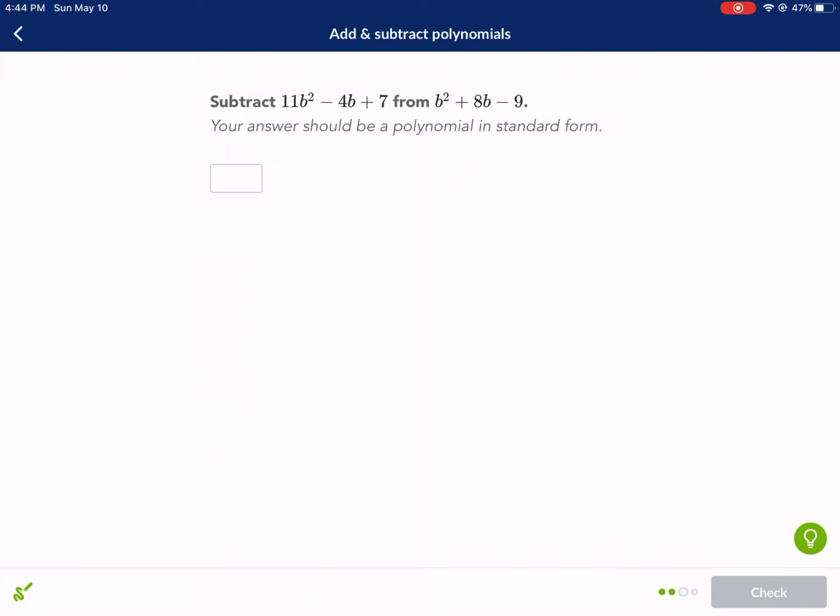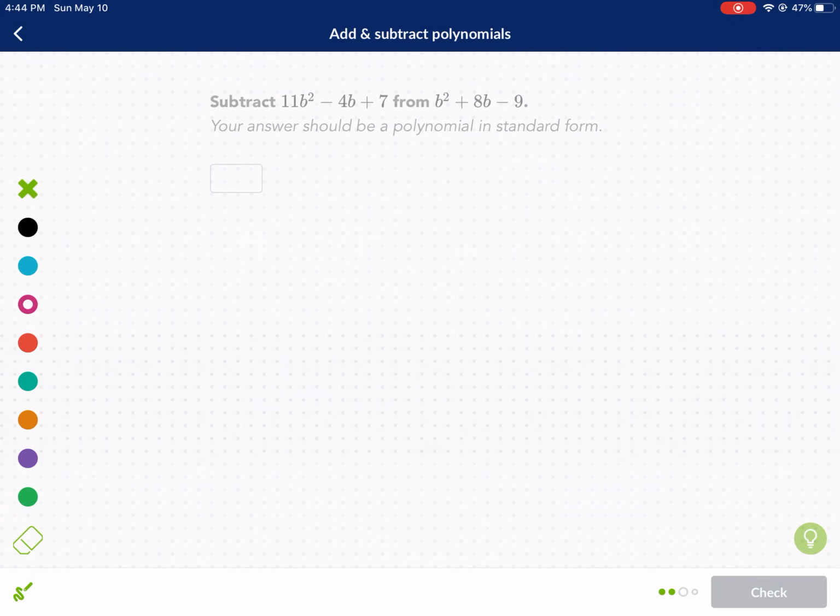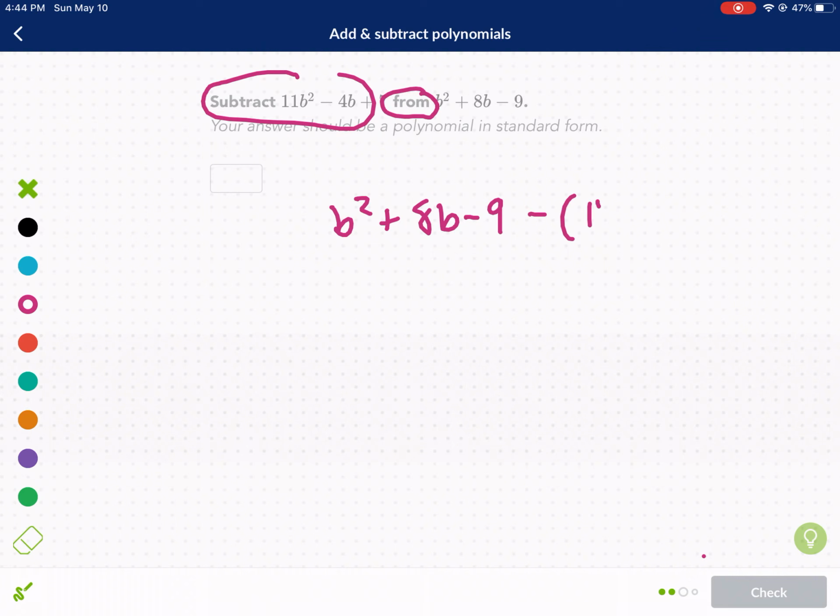We have more of the same here. Hope you guys found that helpful. The same process is going to apply to all these. If you see "from," that means that it comes first. B squared plus 8b minus 9, and then you need to subtract, so you need to write minus parentheses 11b squared minus 4b plus 7. I guess we'll go ahead and do it since I already wrote it out.